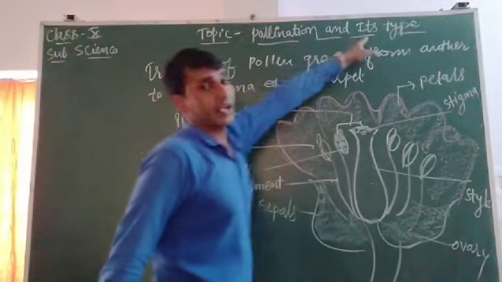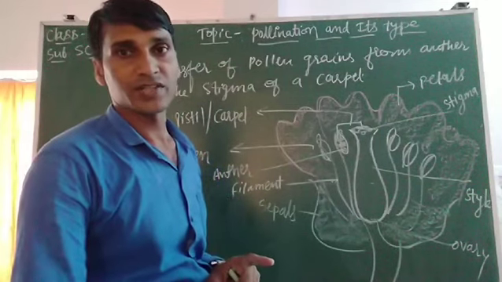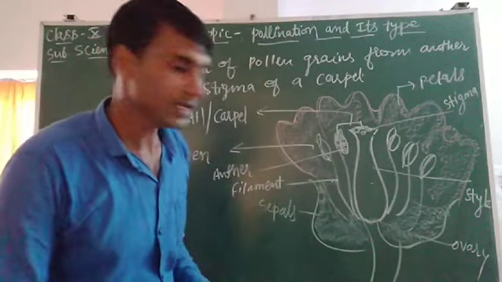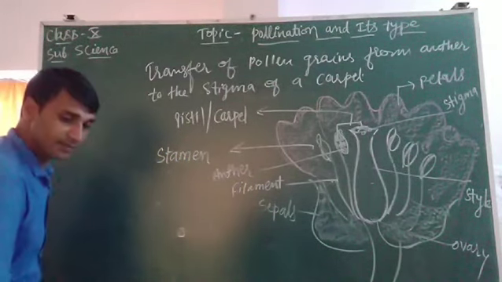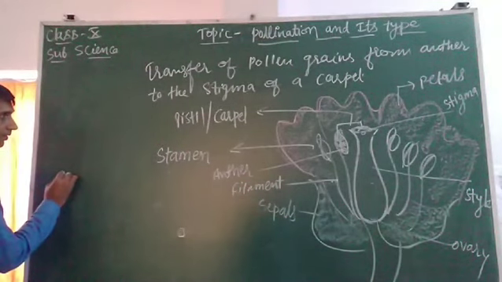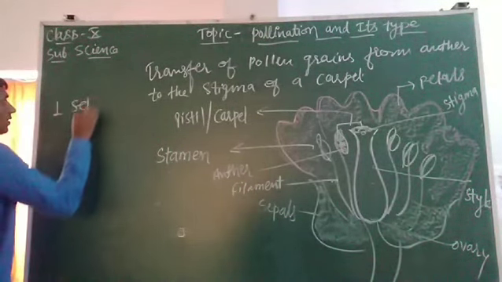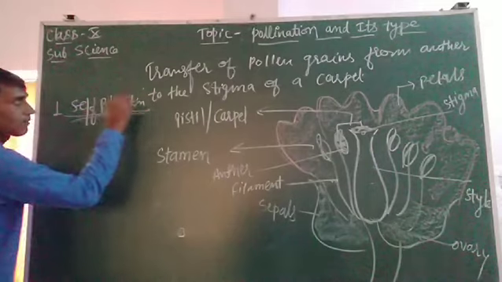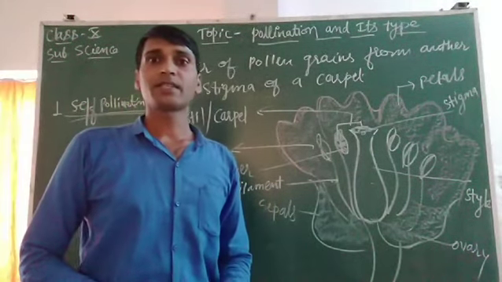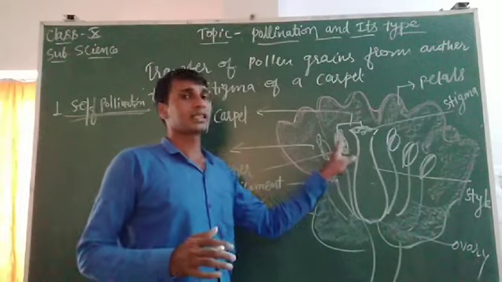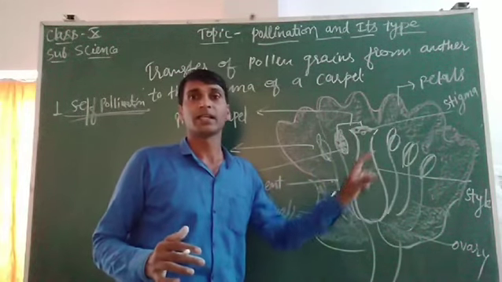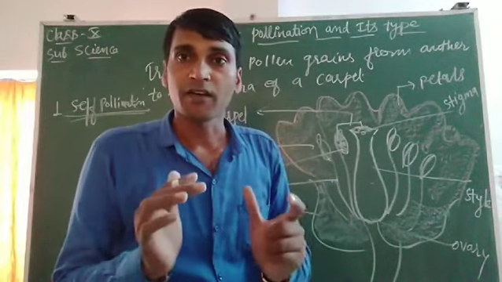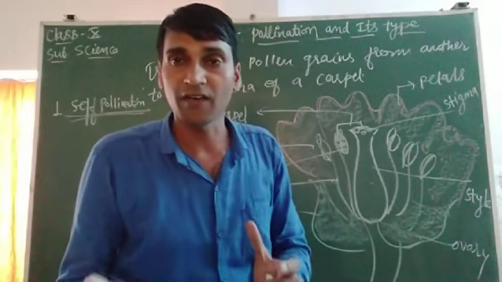Then, its types. There are two main types of pollination. The first is self pollination and the second is cross pollination. So we can write here, the first one is self pollination. Self pollination means transfer of pollen grains from the anther to the stigma of a carpel in the same flower, or in another flower of the same plant.